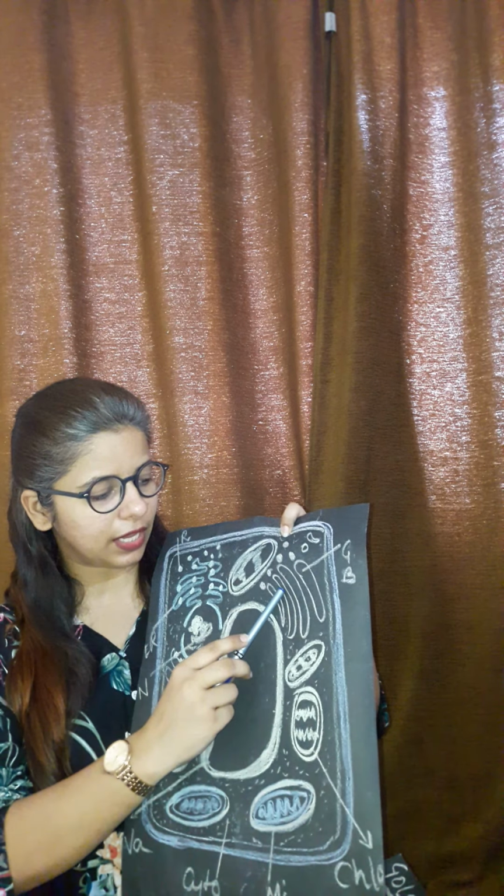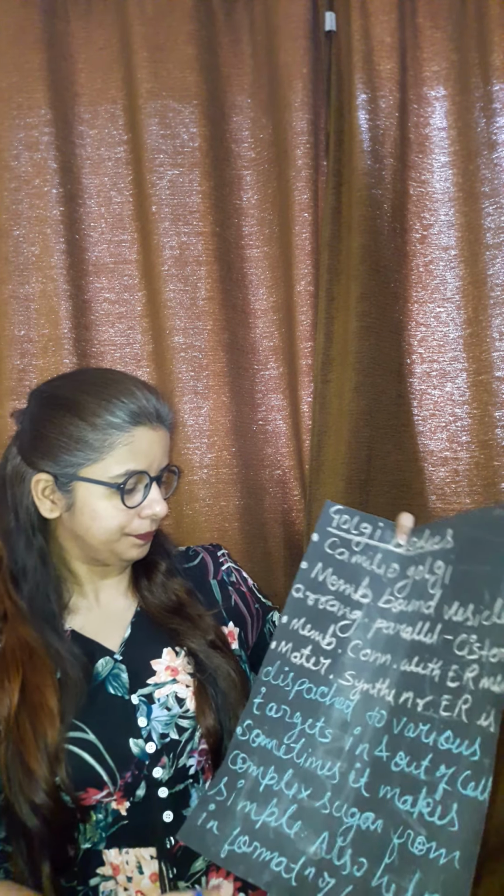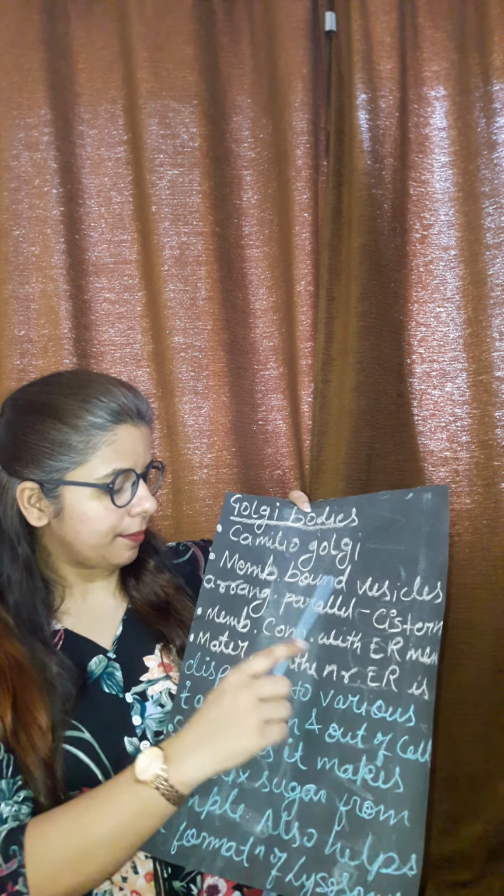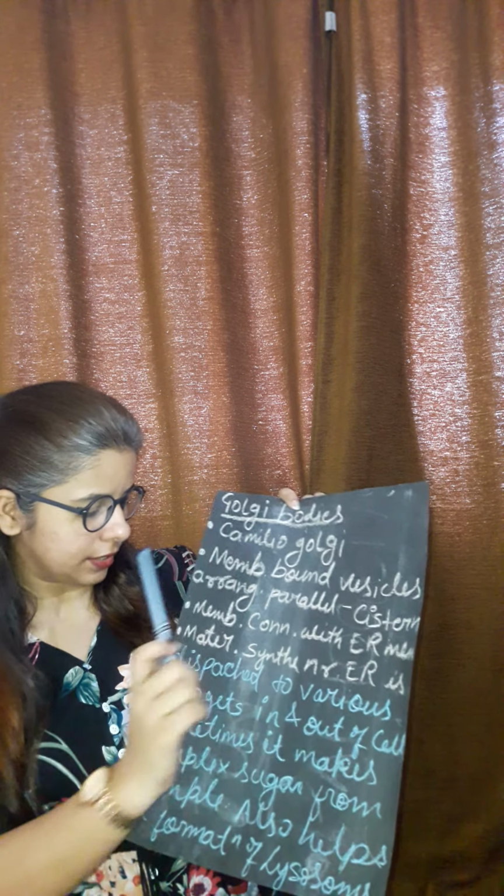These Golgi bodies are arranged parallel to each other. You can see here in the diagram they are arranged parallel to each other, and the complete set of this parallel arrangement of these vesicles is called cistern. So it is a set of membrane bound vesicles, and they are arranged parallelly, and this parallel arrangement is called cistern.